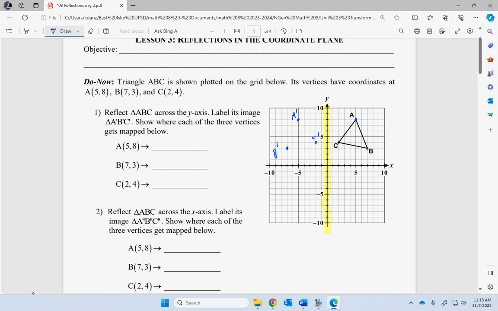So C prime. Remember, you should always step back and look. Do the triangles look congruent? Congruent means same shape, same size. Now, when I'm graphing with this special pad that I use, it's hard for me to draw straight lines, so I apologize about that. A prime turned out to be at negative 5, 8. B prime is at negative 7, 3, and C prime is at negative 2, 4.